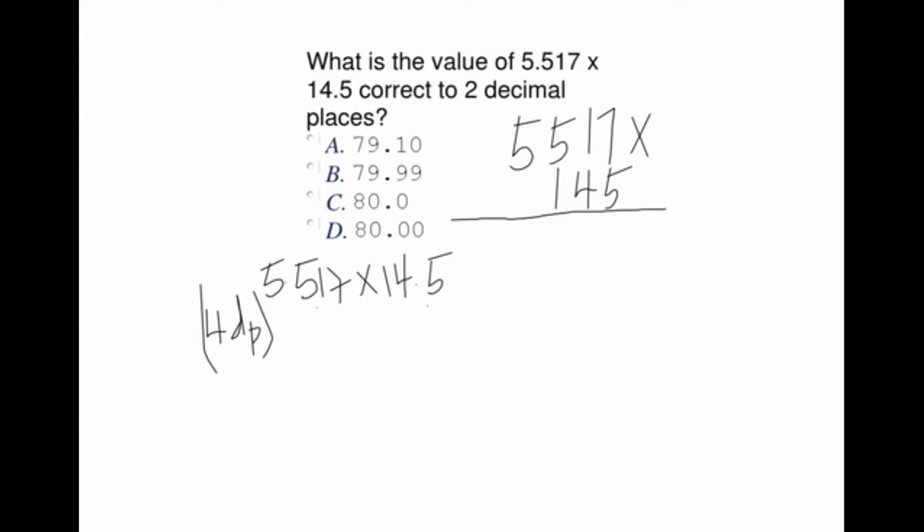So we have 5 times 7 is 35. We carry 3. 5 times 1 is 5 plus 3 is 8. 5 times 5 is 25. We carry 2. 5 times 5 is 25 plus 2 gives us 27. Then 4 times 7 is 28. We carry 2. 4 times 1 is 4 plus 2 is 6. 4 times 5 is 20. We carry 2.